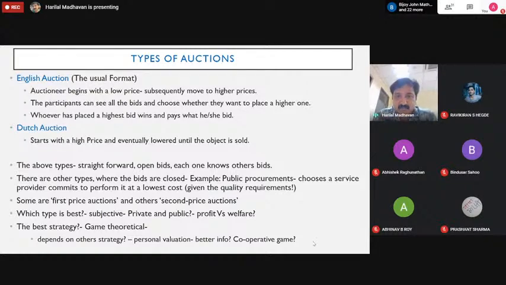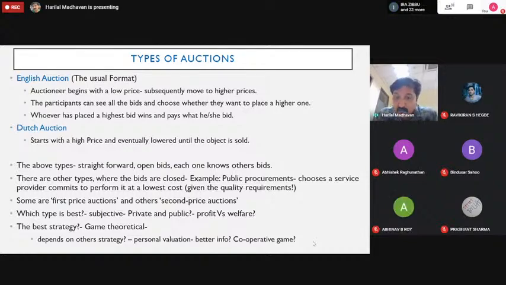And the English auction is the other way. That's the usual one we see. Even in the case of a fish market, we see that it starts from the lowest and then goes to the higher prices. Okay, so there are two types that we have seen, English and Dutch auctions. And the above types are straightforward open bids. Each one knows about the others' bids. It's basically open kind of bids.